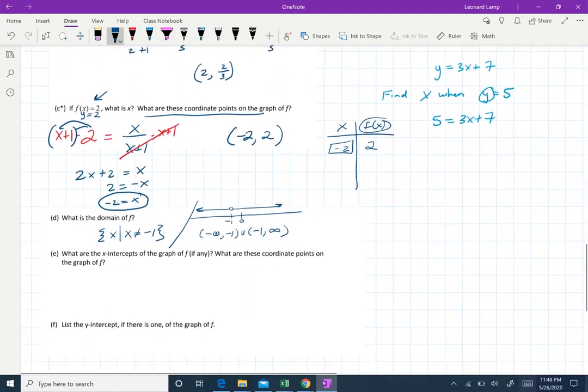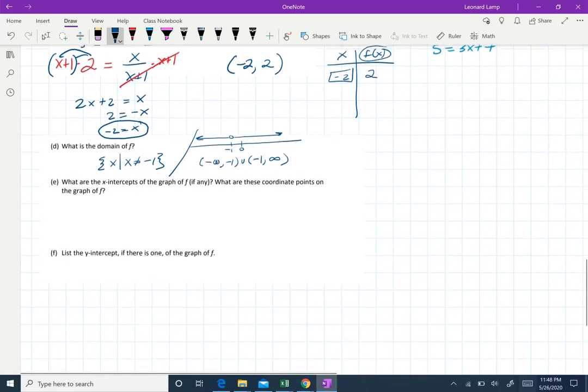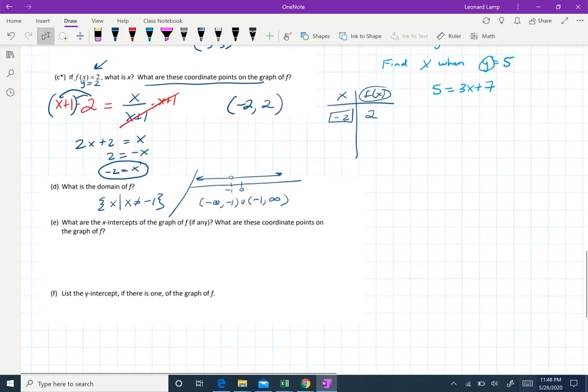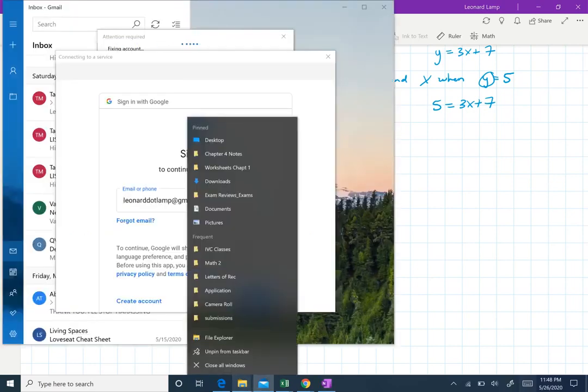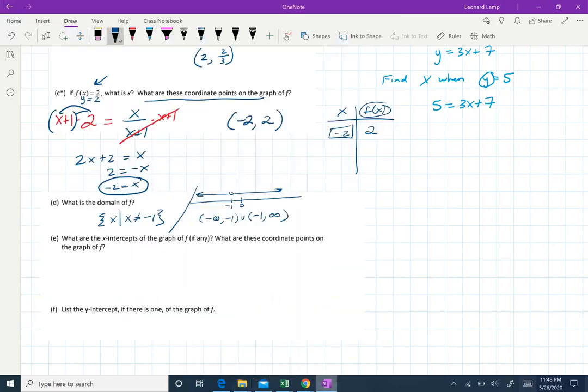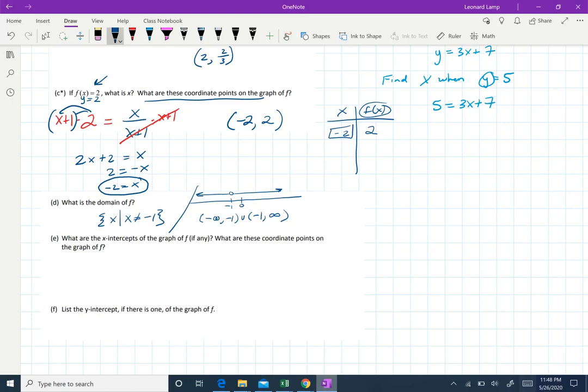Okay, the last two questions. Find the x-intercepts and what are those points, and then find the y-intercepts if there are any. Okay, so here we go. Remember, to find x-intercepts, we normally say let y be 0. We have to change this now to say we don't have y, we have to say let f of x be 0, to find the x-intercepts.